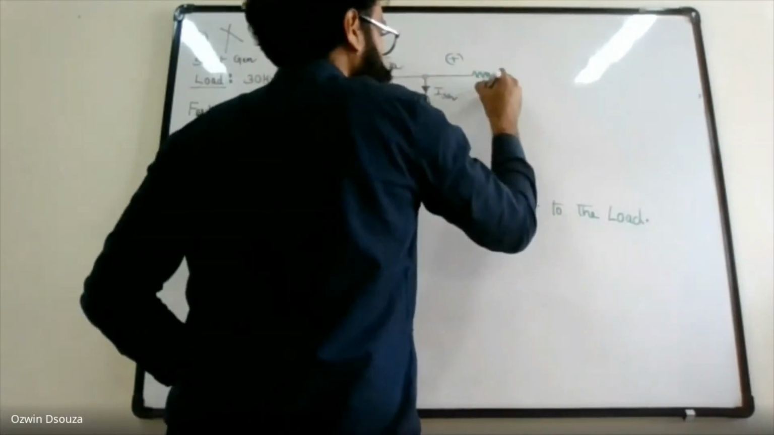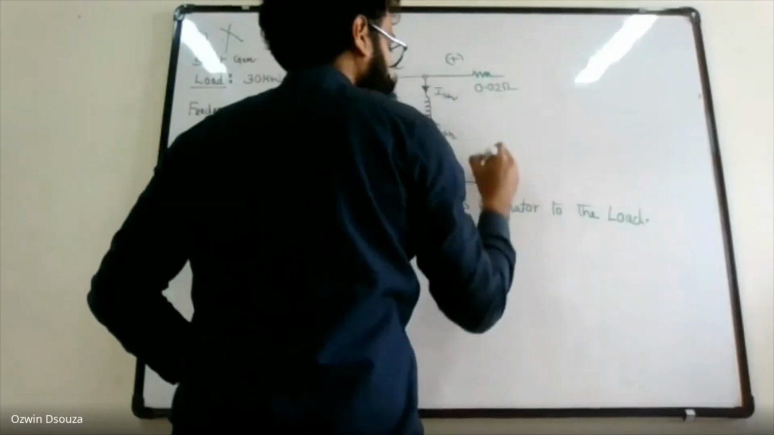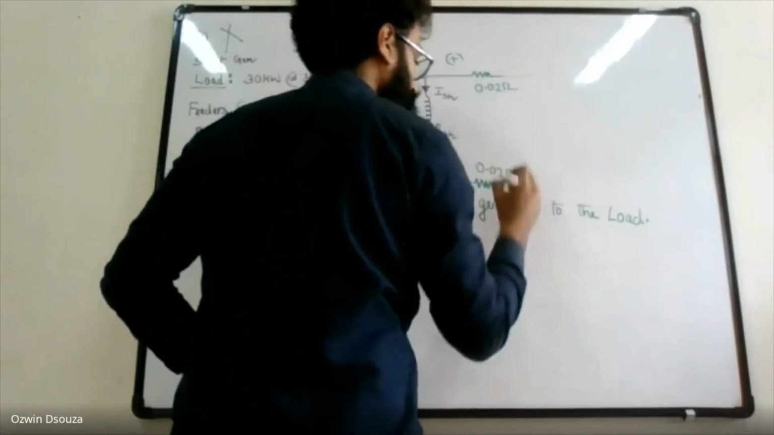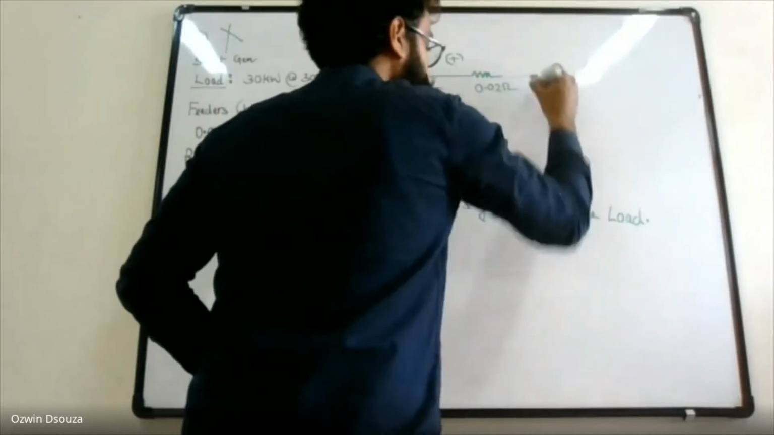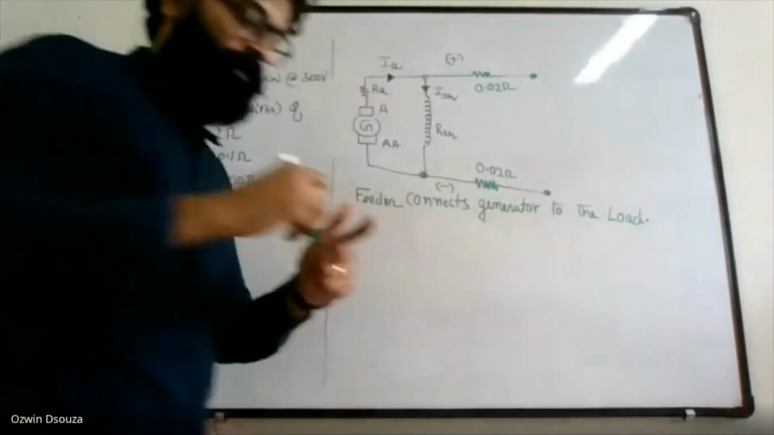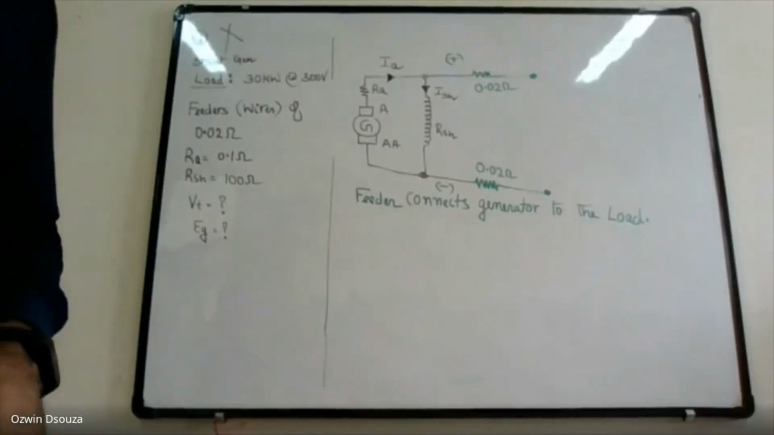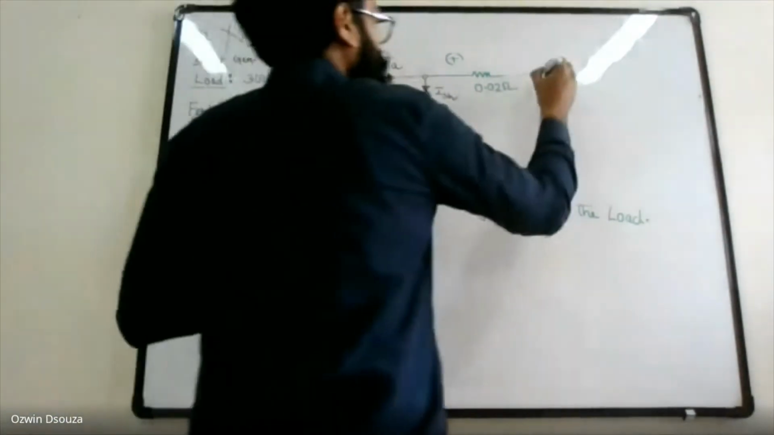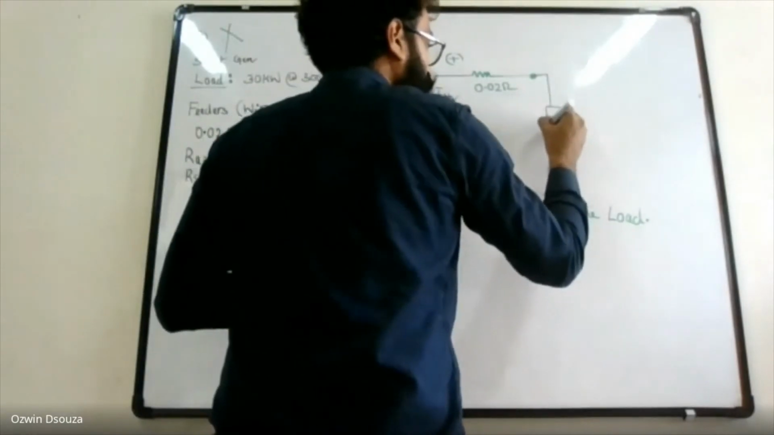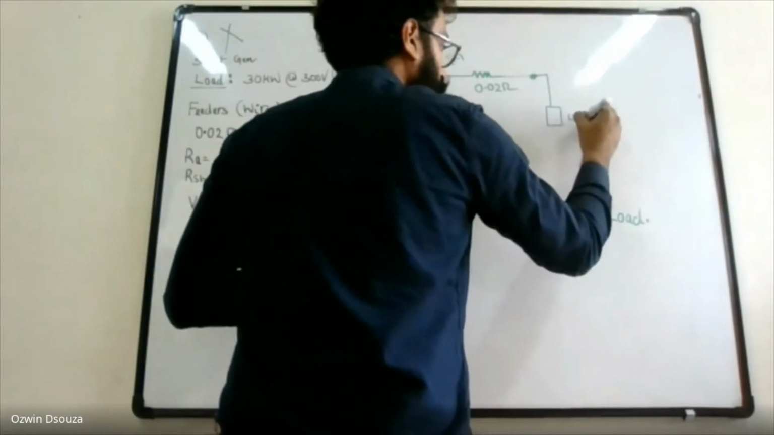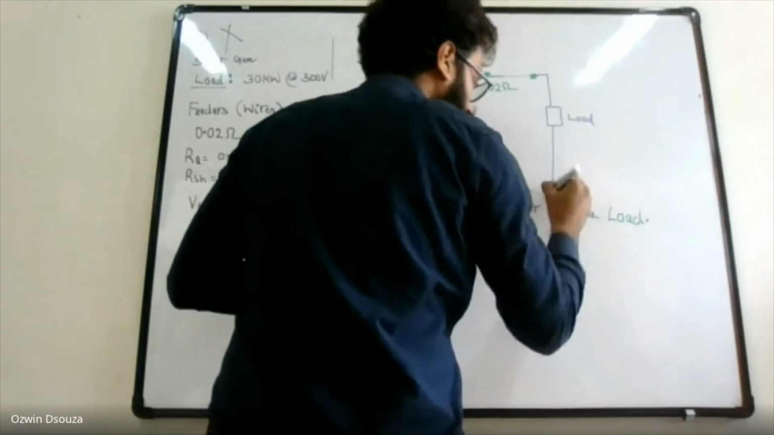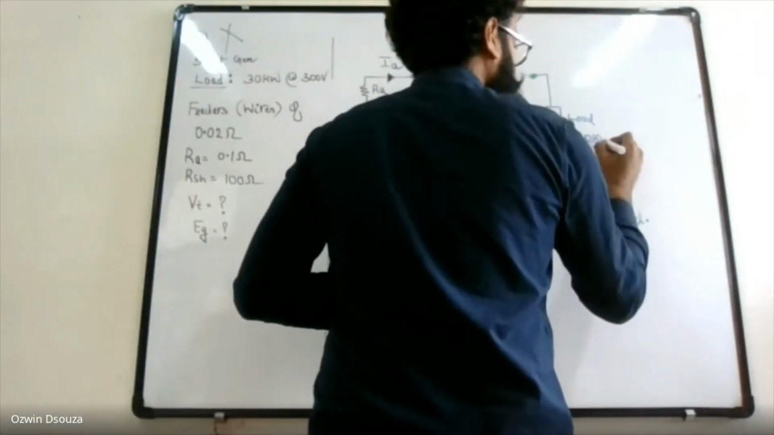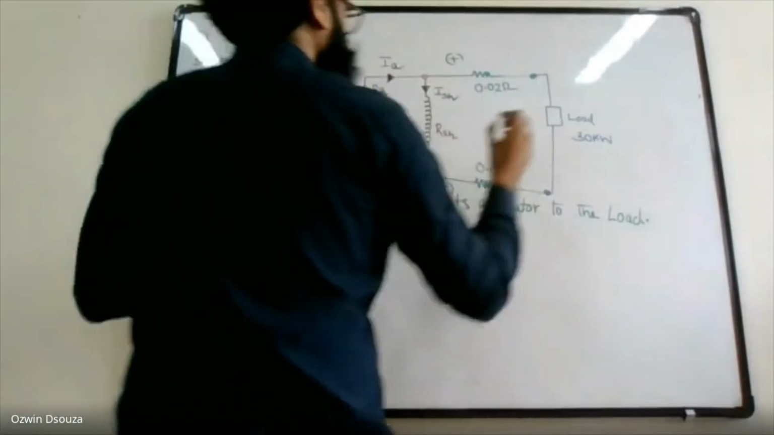0.02 ohm, and this is also 0.02. And this then gets connected to the load. Load rating is 30 kilowatt at 300 volts.